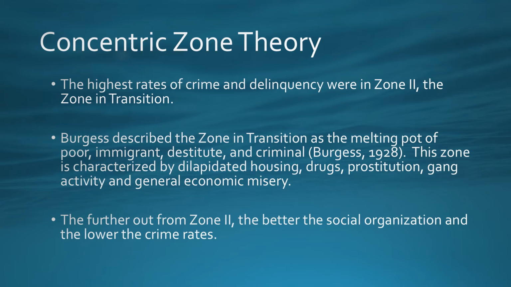As I mentioned earlier, the highest rates of crime and delinquency are in Zone 2, which is referred to as the zone in transition. Burgess described the zone in transition as a melting pot of the poor, immigrant, destitute, and the criminal. This zone is characterized by dilapidated housing, drugs, prostitution, gang activity, and general economic misery. The further out from Zone 2, the better the social organization and the lower the crime rate.